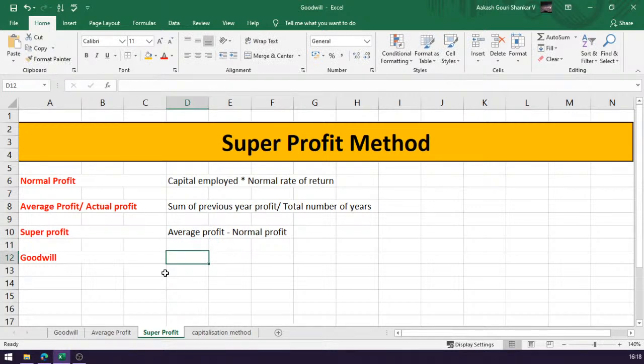Then how will we be calculating the goodwill? So goodwill is equal to super profit into number of year of purchase.